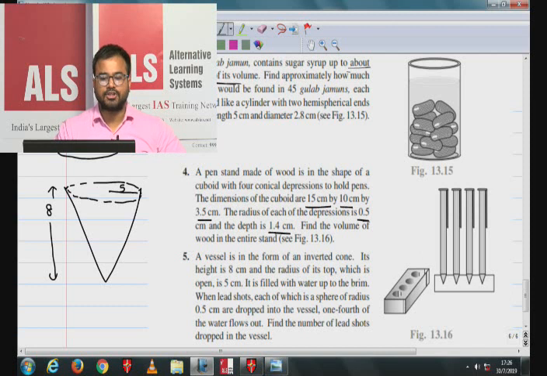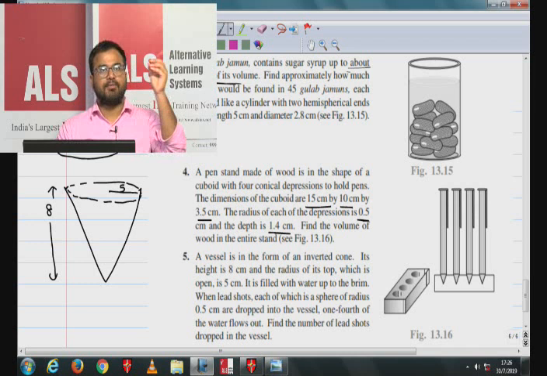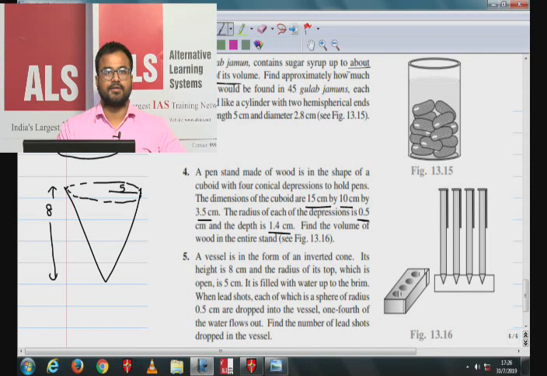When the lead shots, each of which is a sphere of radius 0.5 centimeter, are dropped into the vessel, 1/4 of the water flows out. So when we put some lead balls in it, some of the water flows out. We have to figure out how many lead shots were dropped in the vessel. Those balls are in the shape of a sphere. And if you remember the Archimedes principle, if you have studied it in the 9th class, the amount of water displaced is equal to the volume of the object. You remember that Archimedes principle?